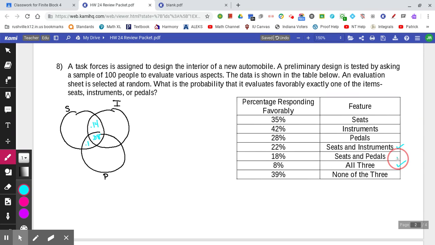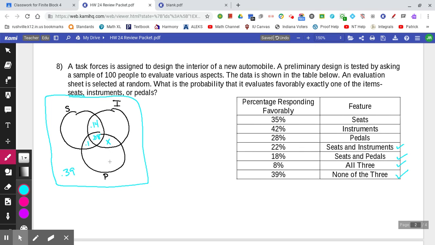Let's see. None of the 3 is 0.39. So if I put a box around all of this, none of the 3 is 0.39. And pedals is 0.28, so all of this adds up to 0.28. I can't finish this because I don't know what this is right here. So I've come to a spot where I need it, but I don't have it, so I'm going to use a variable. I'm going to use x.